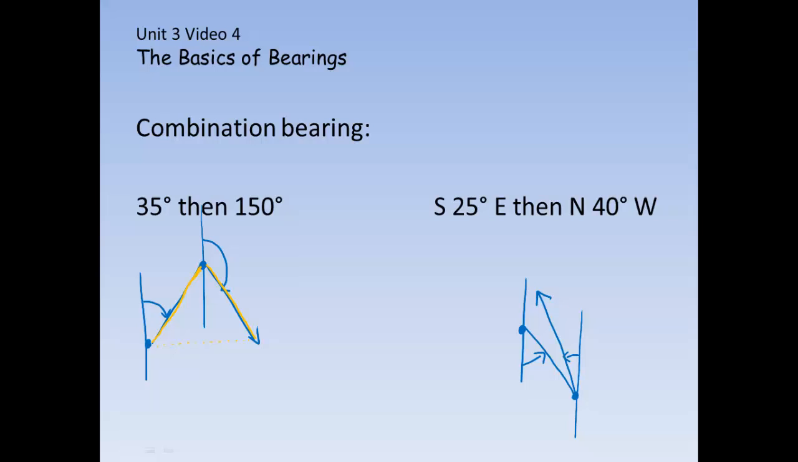So this is a combination of bearings, and it puts them together. So again, I'm going to go ahead and highlight here what you would be traveling. So here's our 25 and then our 40. So that would be the new bearing. All right, great job.